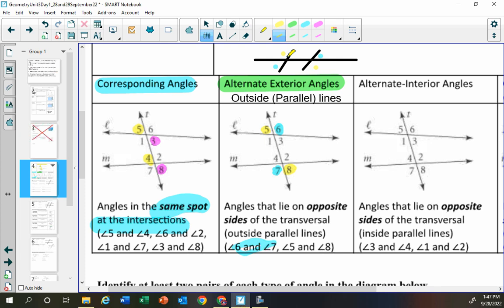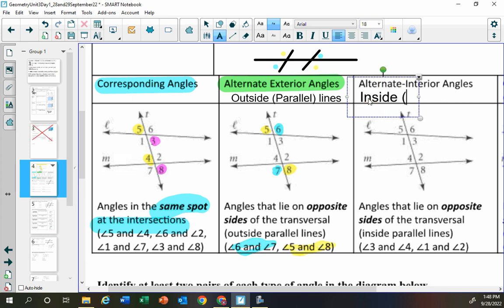Because the diagram, we just inverted it a bit, like we turned it sideways. But yeah, it's the same. Exterior, they're going to be outside the two parallel lines. So they're going to be not between the tracks, but outside the tracks. Whereas the alternate interior, they're going to be inside. And I'll put parallel, because usually they're going to be parallel lines.